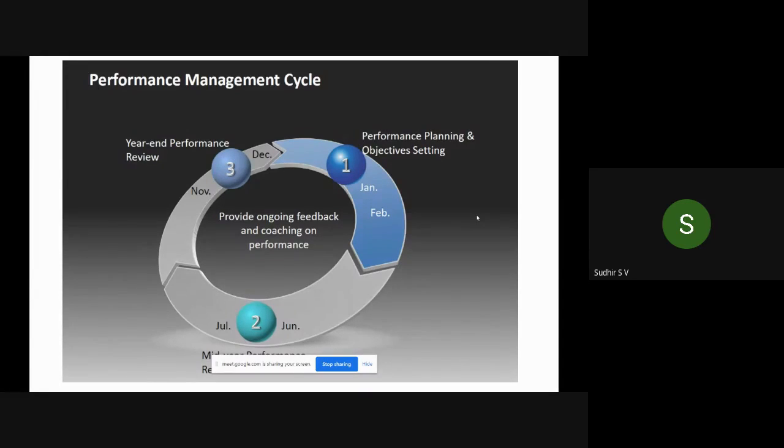Or let's say the company is working on an April to March cycle. If they're working on an April to March cycle, in January, February, the manager and the employee sit and start planning towards the next year. So that is why it is very important for the manager to put enough effort into each employee.